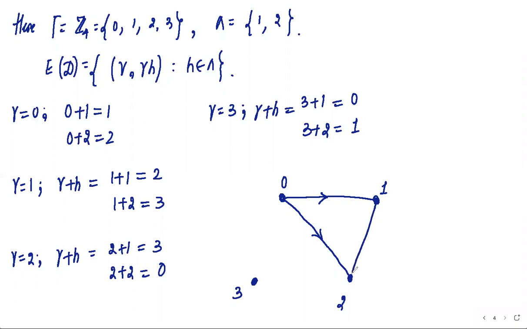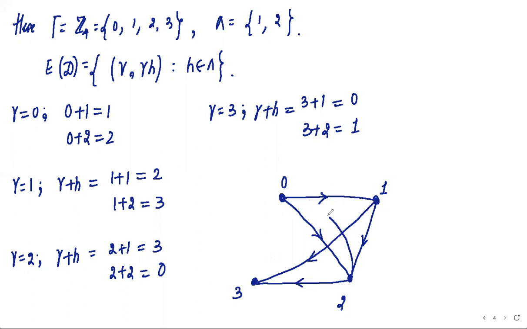Now 1 is connected with 2, and also 1 is connected with 3. Now 2 is connected with 3 and 0. 2 is connected with 3 and 2 is connected with 0. Now 3 is connected with 0. What did I do? I wrote it wrong here. 2 is connected with 0. This is not here. 2 is connected with 3 and 2 is connected with 0 also.